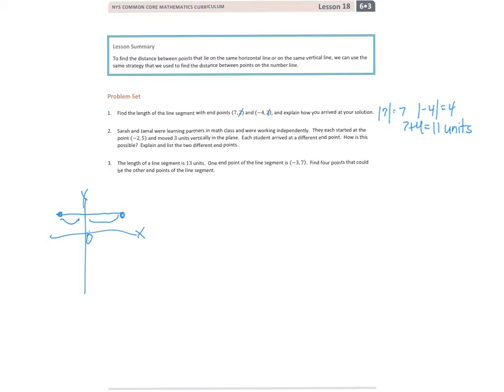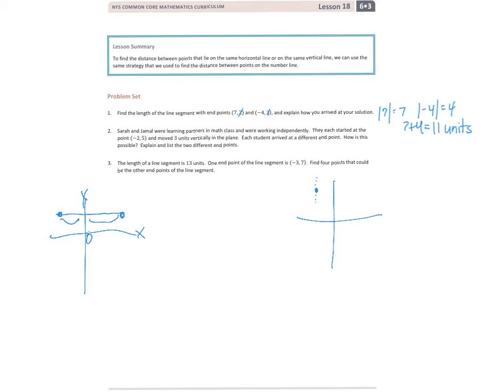Okay, so now Sarah and Jamal were learning partners in math and were working independently. They each started at the point negative 2, 5 and moved 3 units vertically in the plane. So that means either they moved up or they moved down. Each student arrived at a different endpoint. How is this possible? Explain and list the 2 different endpoints.